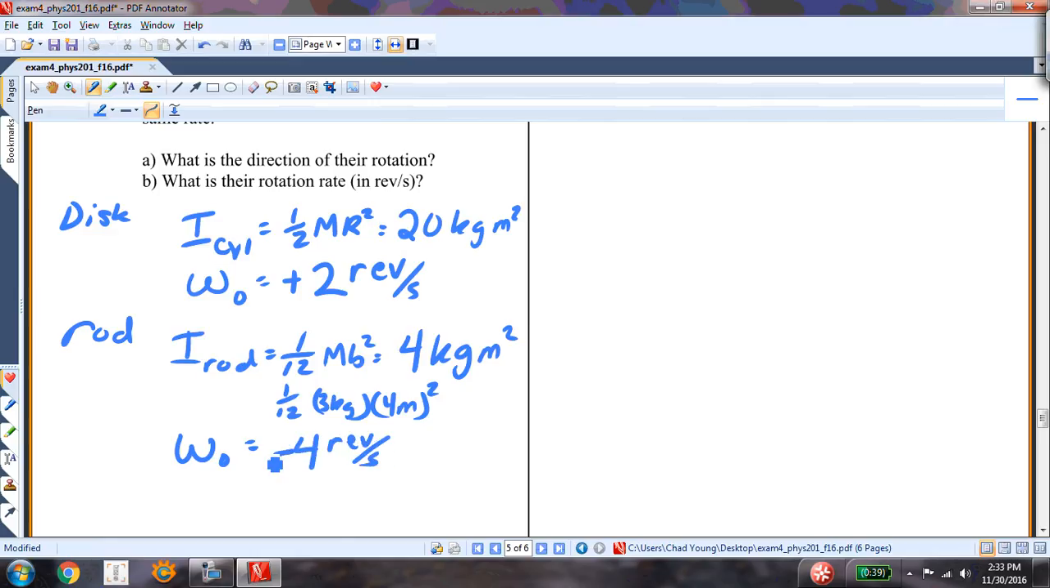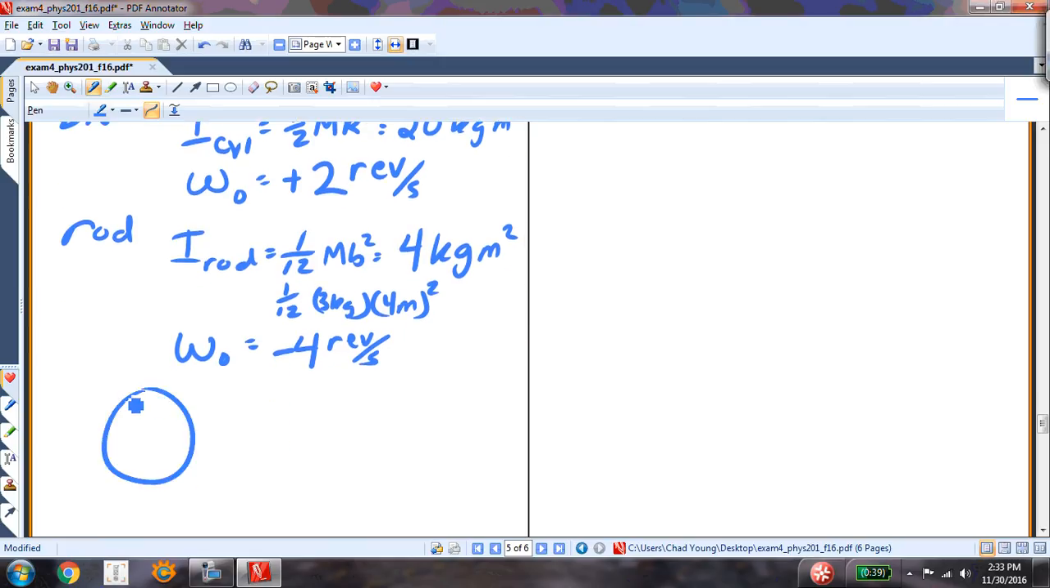So now I bring these things together, and I want to know what is their new angular speed, both the direction and the magnitude of that angular speed, or the rotation rate in revolutions per second. Look, this is very much like our perfectly inelastic collisions that we did back in chapter 6 when we were doing collisions, where I have these two bodies that stick together. I have this disk, which is spinning in this direction, and then I have my rod, which is spinning in this direction. They're initially apart from one another, and then I bring them together. And they spin at the same rate. And I want to know which rate that is.